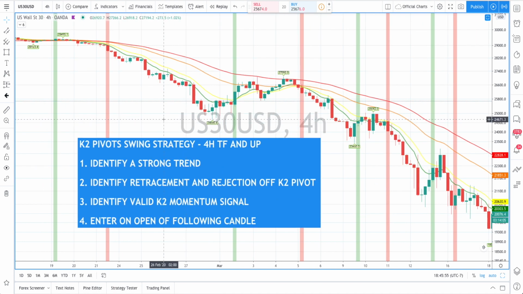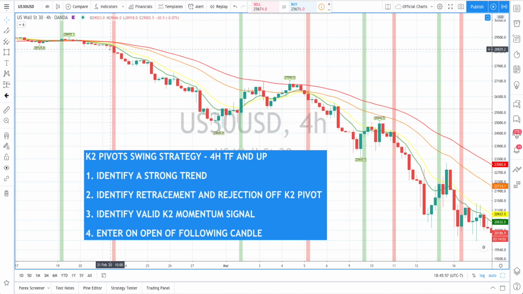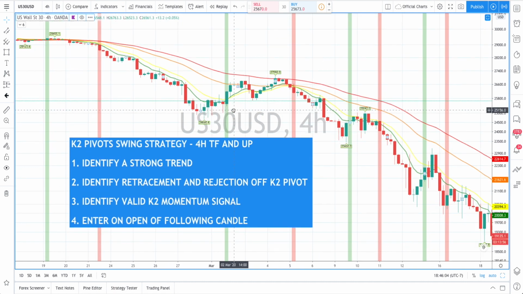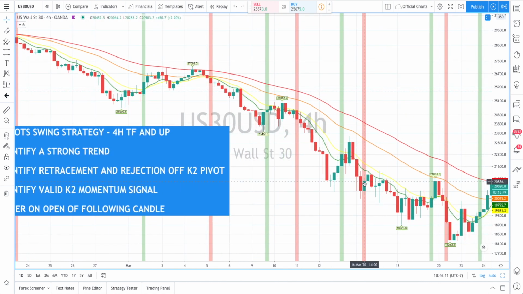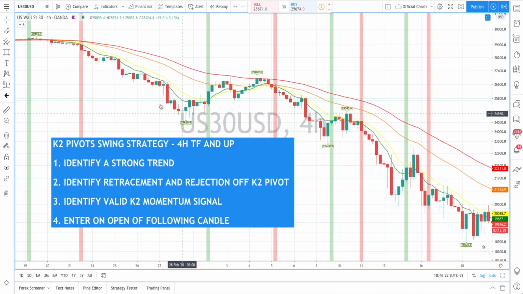If you guys aren't familiar with the K2 momentum signal, they're pretty much these vertical lines on the chart, and in order for it to be valid, a sell signal would need to have a red candle. Similarly, with a buy signal, it would have to have a green candle. So let me show you guys an example of an invalid K2 signal. Right here we have a sell signal, but it's with the green candle, so it would be invalid. In order for it to be valid, it would have to be a sell signal with a red candle, right here and right here as well.